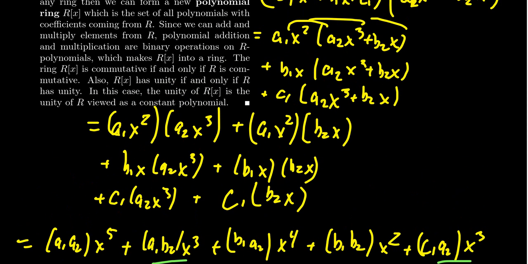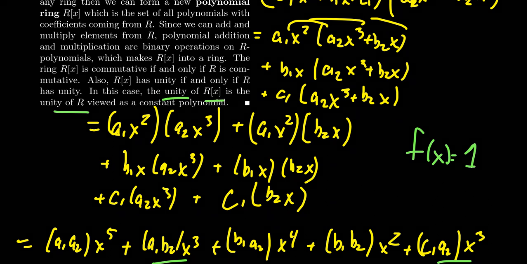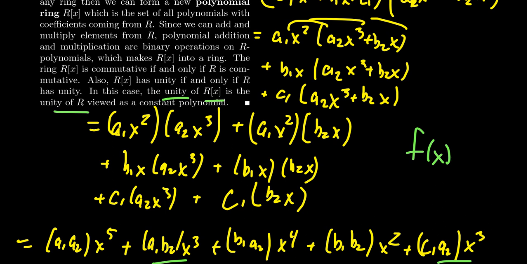This is also true for rings with unity. R[x], the polynomial ring, will have unity if and only if R is a ring with unity, for which the unity will just be the constant polynomial 1. So you'll get that f(x) equals the constant polynomial 1. That would be the unity of these rings. And so given a ring, it could be a commutative ring with unity, just a ring with unity, or just a ring, we can construct the so-called polynomial ring denoted R[x].